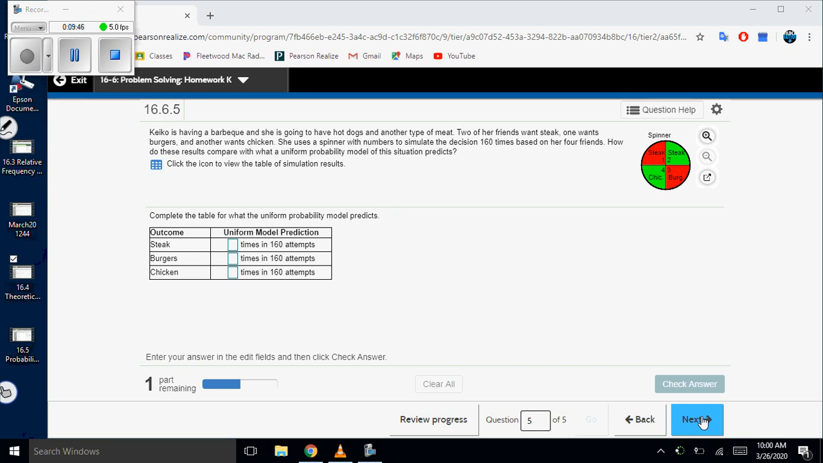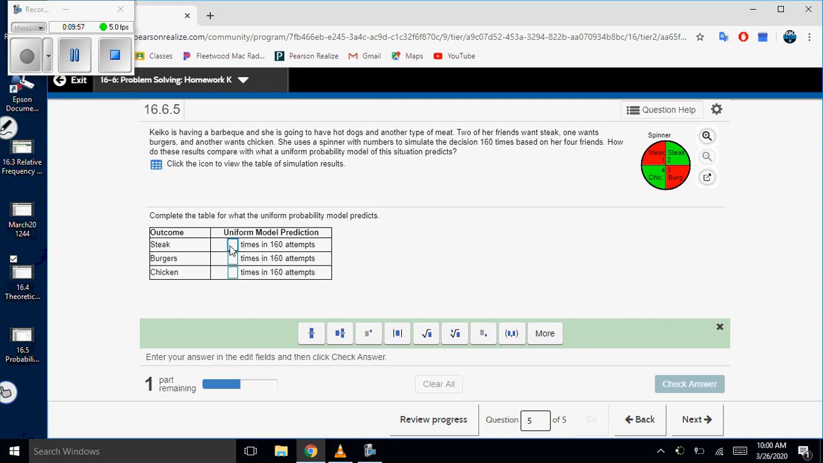So if we're talking about in our uniform prediction, based upon theoretical probability, that spinner, you should say, hey, looks like to me half the time's going to be steak because it's 25% plus 25%, so 50% of 160. It looks like a quarter of it, or 25%, is going to be burgers. So if I took 160 and I multiplied it by 0.25, I'm going to get 40. And then I'm also predicting the same exact situation for chicken.